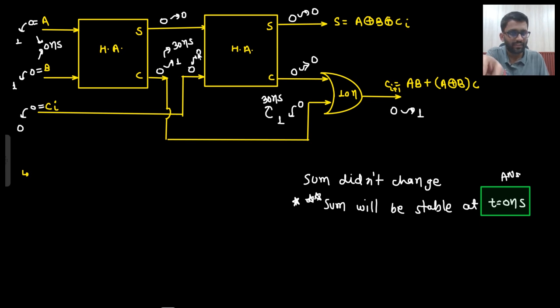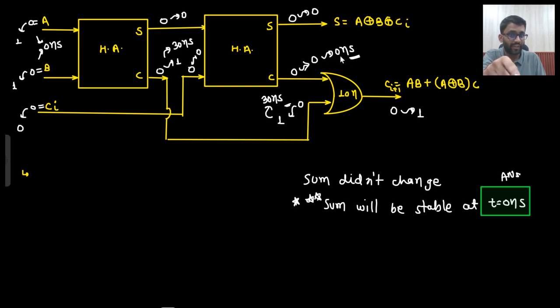Tell me one thing, this change? No, this did not change. This also did not change. This also did not change. So this was stable at t equals to 0 nanosecond only. This was stable at t equals to 0 nanosecond only, no? Because it did not change. But this came after 30 nanosecond. This guy came after 30 nanosecond.